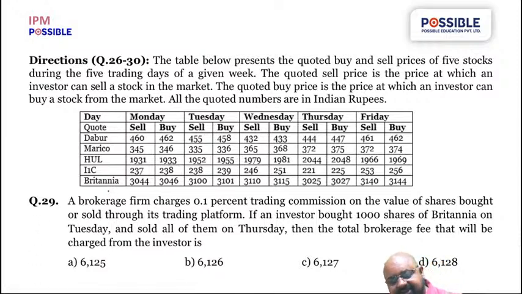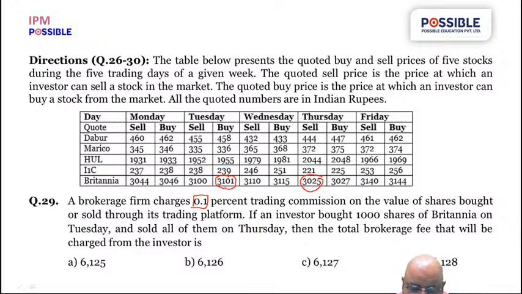So out of 26 to 30, 26 I've attempted, 28 I would have attempted. The last two questions are left here. A brokerage firm charges 0.1% trading commission on the value of the shares bought or sold through its trading platform. If an investor bought 1,000 shares of Britannia on Tuesday and sold them on Thursday, then the total brokerage fee will be.